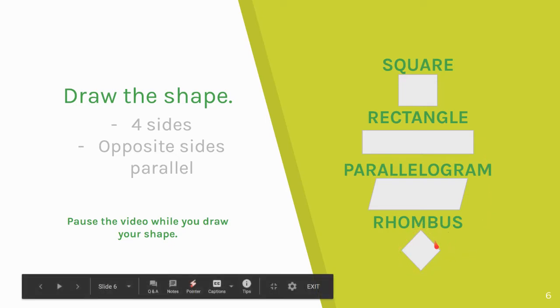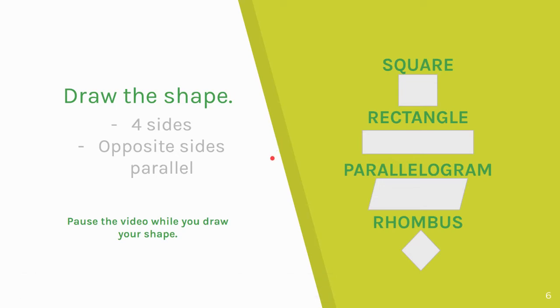And the rhombus as well, because it's just like a square kind of turned sideways. So all of these are examples of shapes that have four sides with the opposite sides parallel.